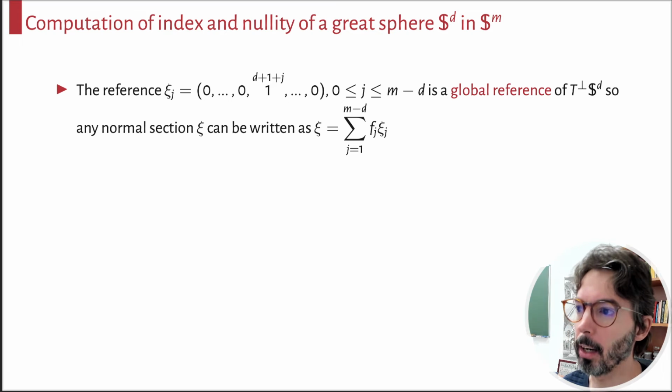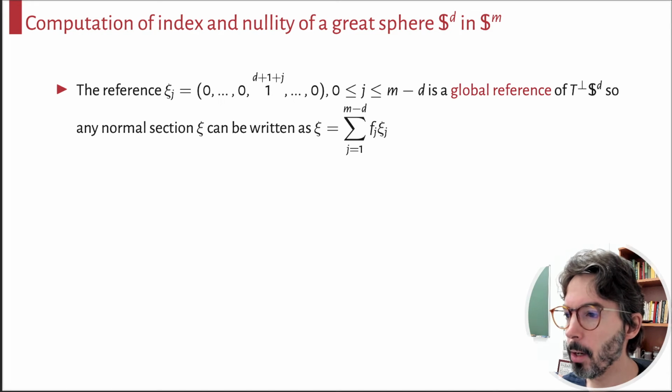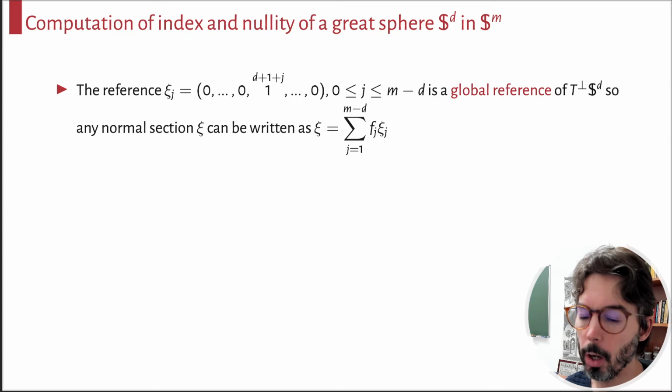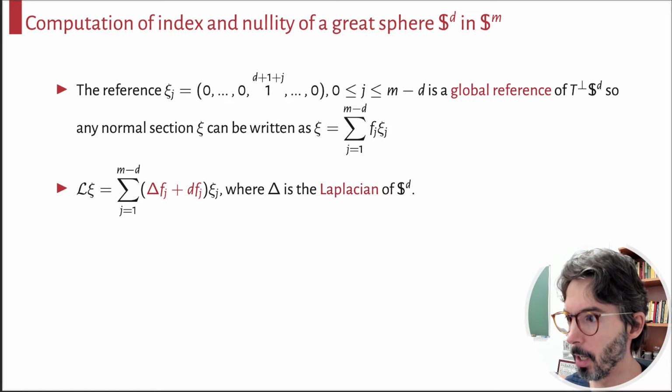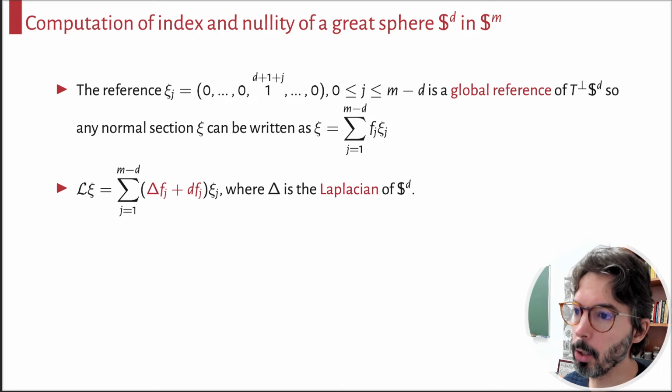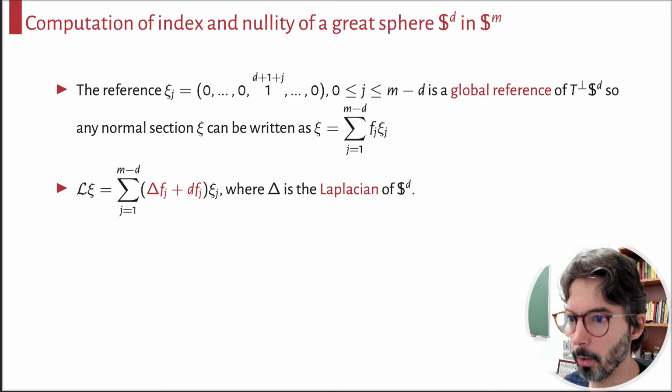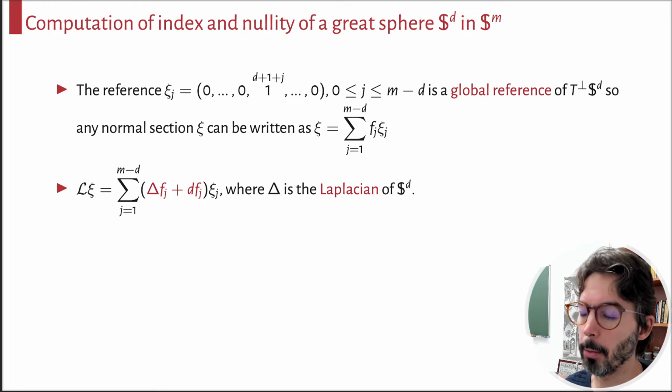So what happens in higher codimension? Well, first, the normal bundle of the great sphere always has a global reference. So any normal section psi can be written in this global reference as a combination of smooth functions. Second, if we use this decomposition, then the Jacobi operator is just a translation of the Laplacian in each of the directions of the global reference, and delta is the Laplacian of the sphere.